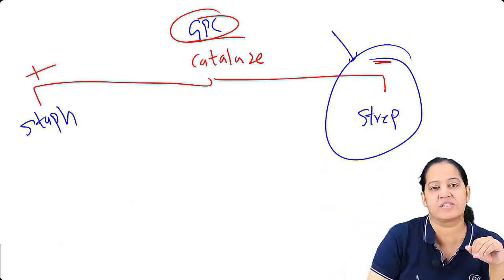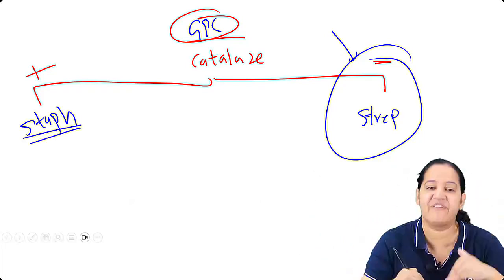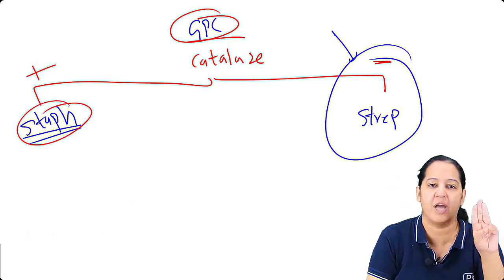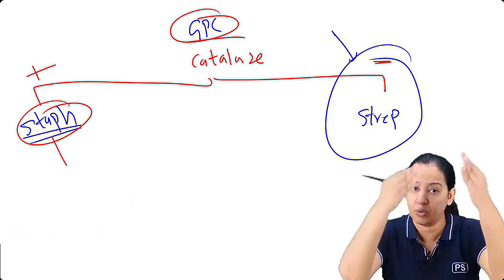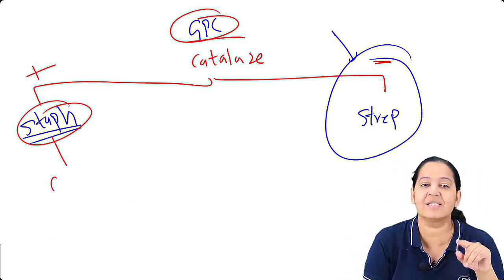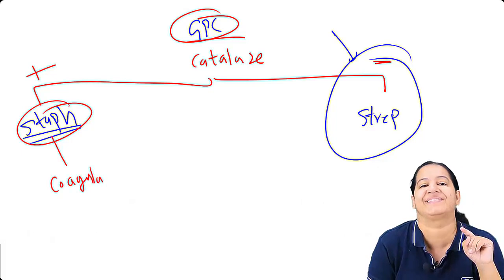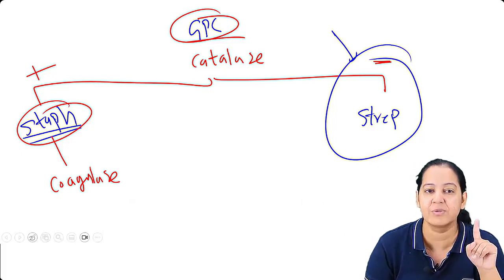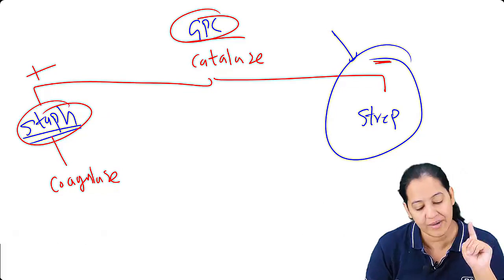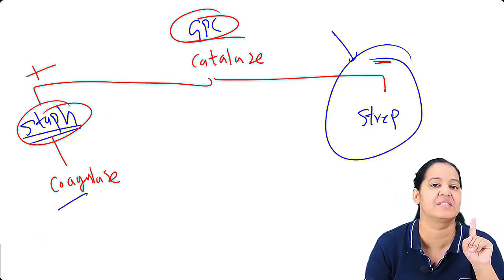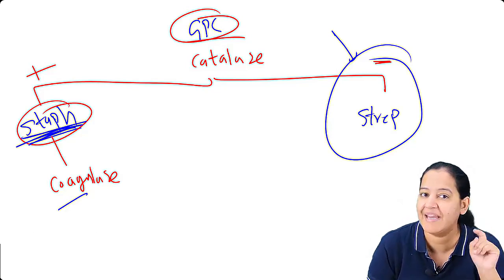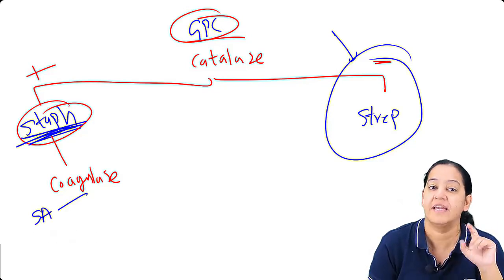Let's continue with Staph. Now, how to further classify Staph? In our syllabus, there are a total of 3 types of Staphylococcus. So how to classify them further? The next test is coagulase. Listen to me carefully. Only one Staph is coagulase positive. Who is the main hero of the Staph family? Staph aureus. He is the main hero.